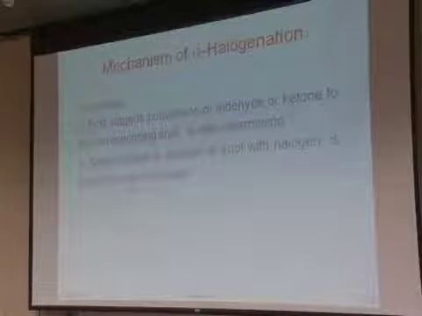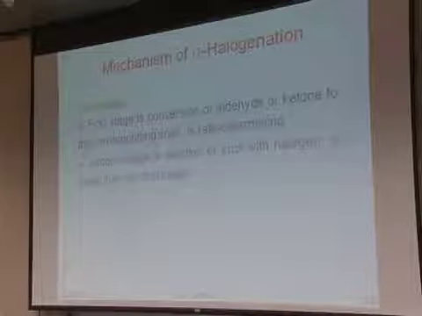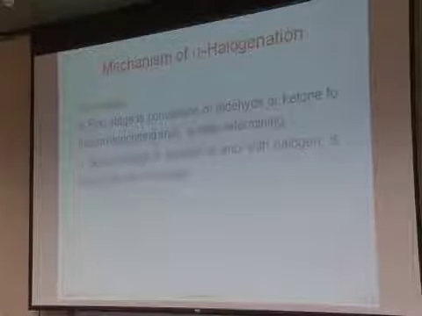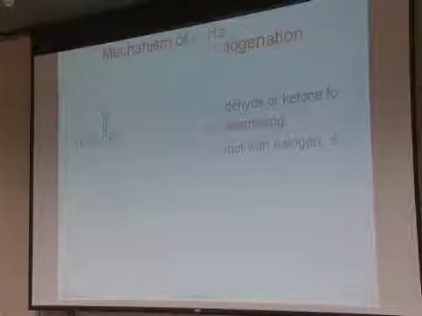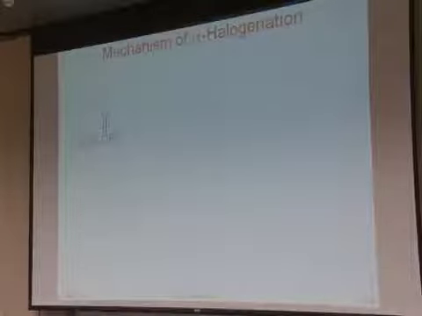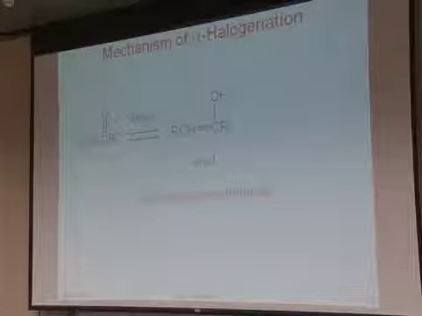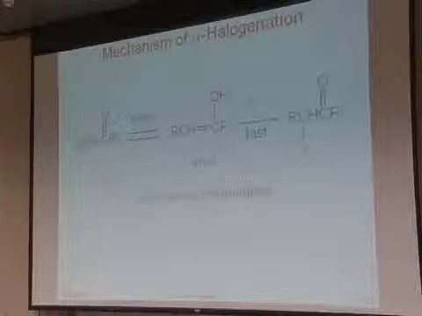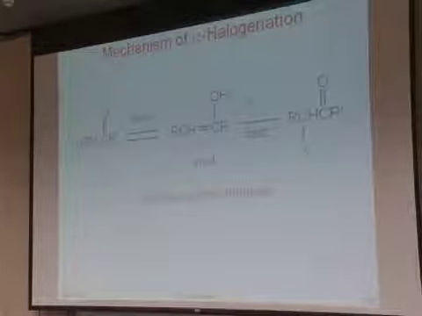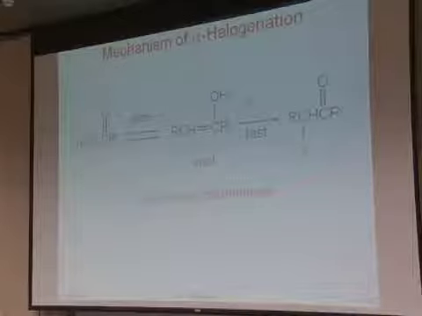There are two stages. The first stage is the formation of the enol, and then the enol will displace the halogen. So if you have a ketone, it is a slow process to go to the enol, and then this is fast. The enol will attack X2 in a fast process, and you achieve the alpha halogenation.